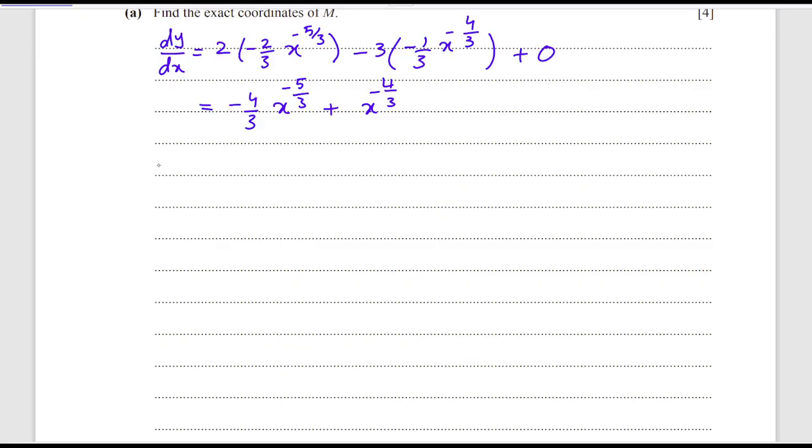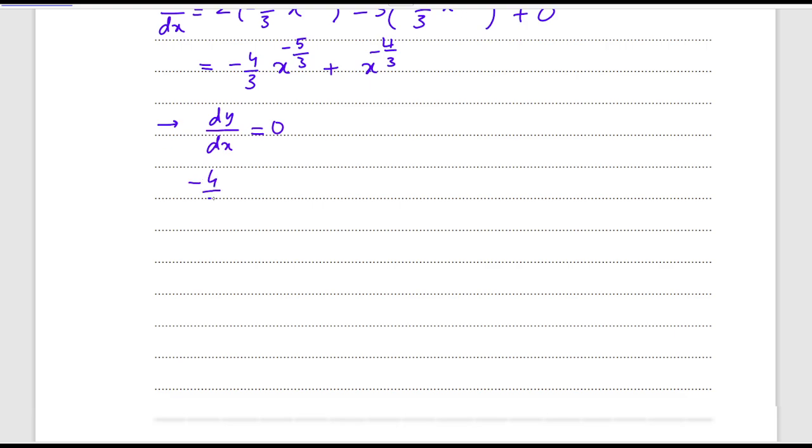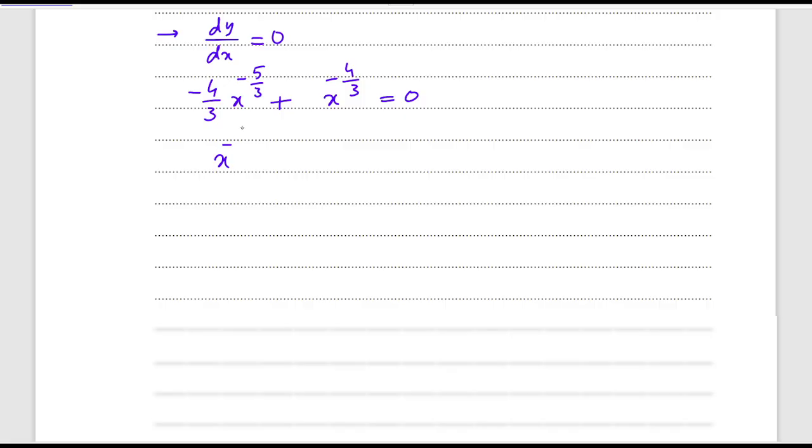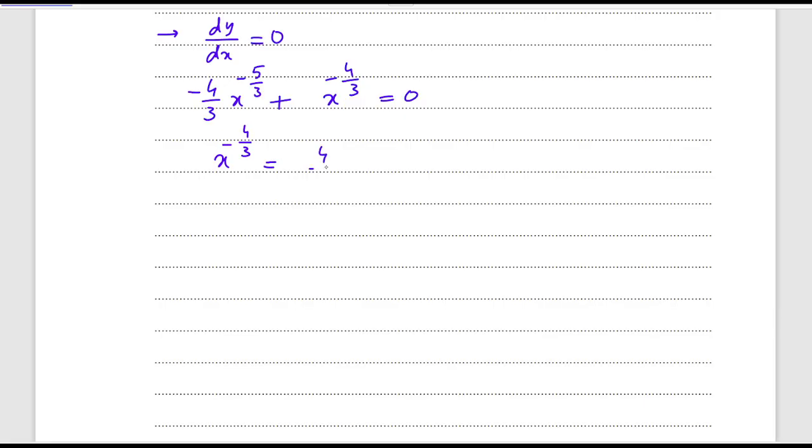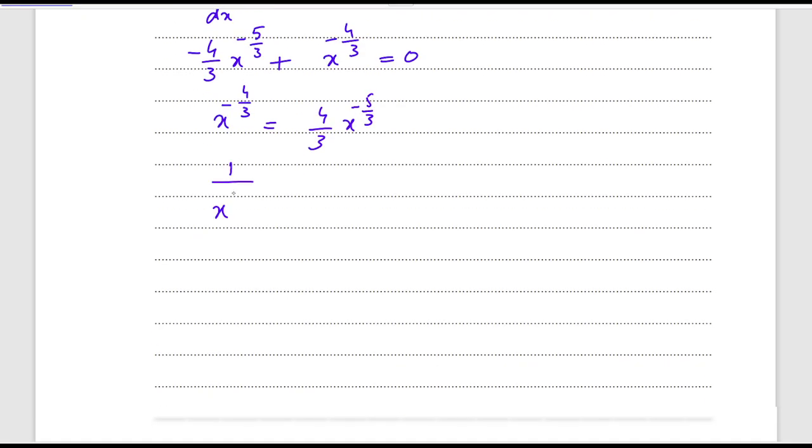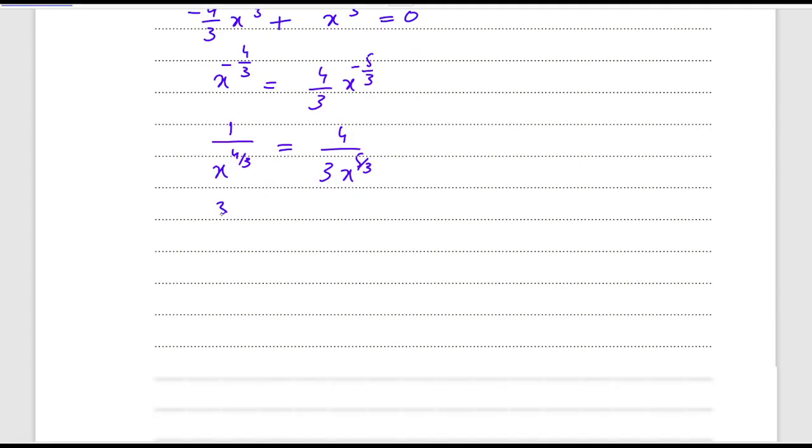Now for the minimum point, put dy over dx equal to 0. So minus 4 over 3 x to the power minus 5 over 3 plus x to the power minus 4 over 3 equals 0. So x to the power minus 4 over 3 is equal to 4 over 3 x to the power minus 5 over 3. This equation can also be written as 1 over x to the power 4 over 3 is equal to 4 divided by 3 x to the power 5 over 3. Now cross multiplying, 3x to the power 5 over 3 is equal to 4x to the power 4 over 3.